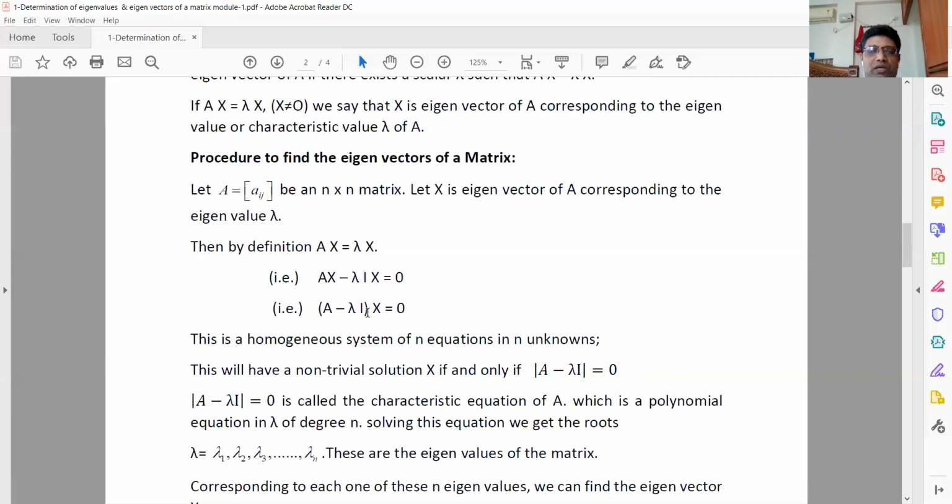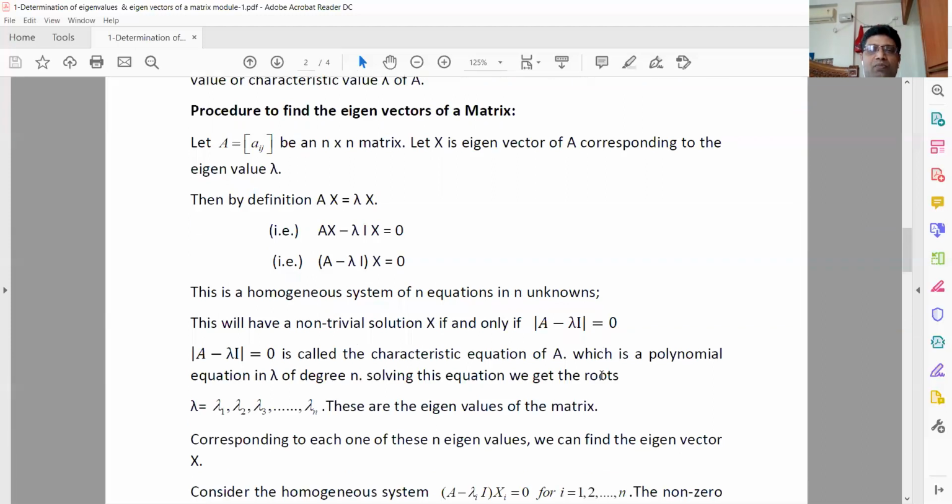This is a product of two terms, and if you see this one and this one, x is clearly a non-zero vector, so definitely this must be equal to 0, right? And one more thing: this will have a non-trivial solution x if and only if the determinant of this must be equal to 0, because it is looking like a homogeneous system of n equations in n unknowns. Now if I equate this to 0, what I am going to get is a characteristic equation, which is a polynomial equation in lambda of degree n.